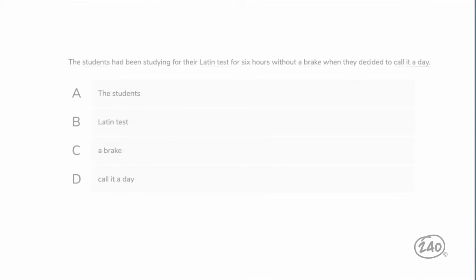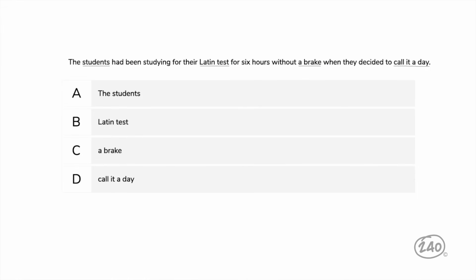Now for the writing category. In the first example, we'll see there will be a sentence with certain parts underlined. Our job is to identify the underlined portion that contains the error. Let's take a look. The students had been studying for their Latin test for 6 hours without a break when they decided to call it a day.